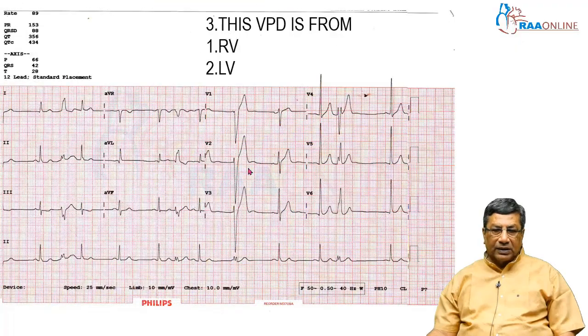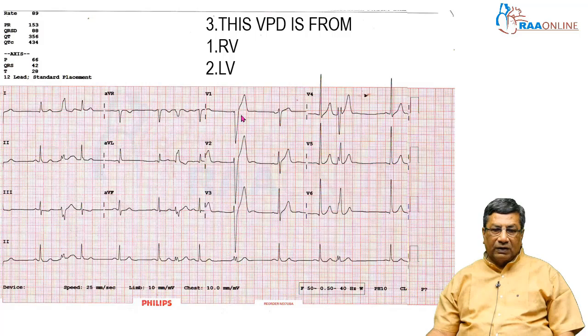Now you can see the ECG and we are asking, this is a VPD. So this is definitely a ventricular premature beat. Why? Because this premature beat has got a very wide QRS and it looks different from the sinus beat. We are asking you from which ventricle this VPD is coming from.